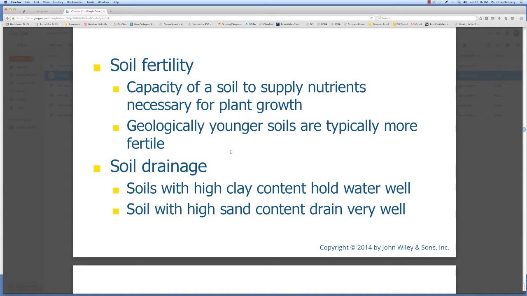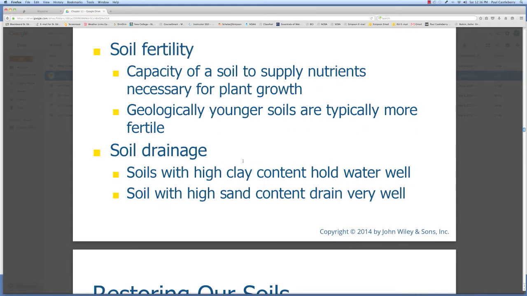Now, in terms of soil drainage, we talk about soils that have high clay content. They tend to hold water really well. Soils with high sand content. So if you look at high clay content down in the southeast, these types of soils down in the southeastern portion of the U.S. are made up of more clay, and so they tend to hold the water much better. Now, that doesn't mean it's necessarily a positive.